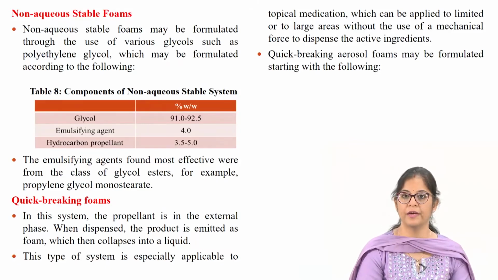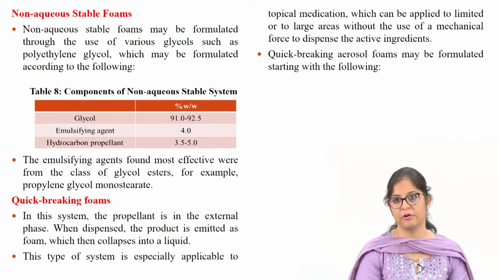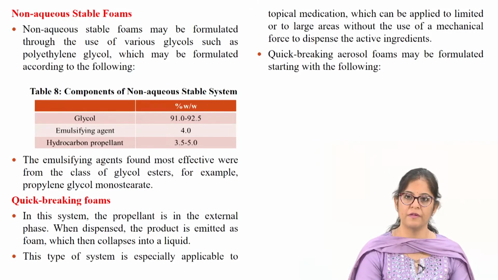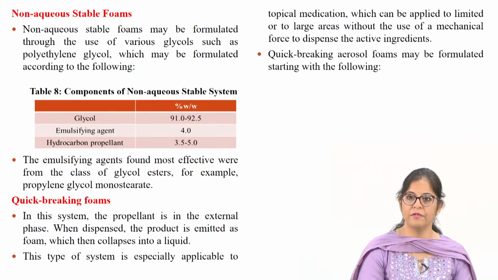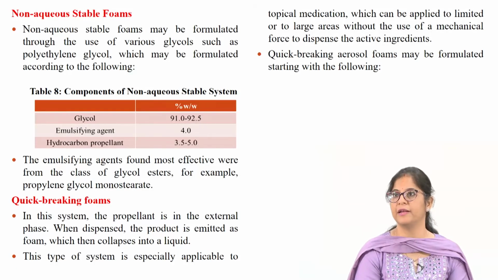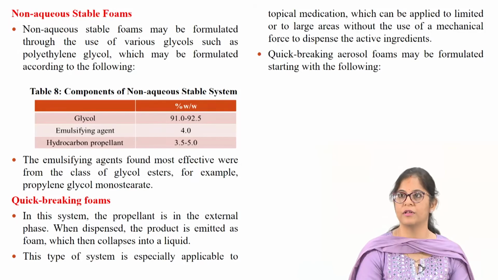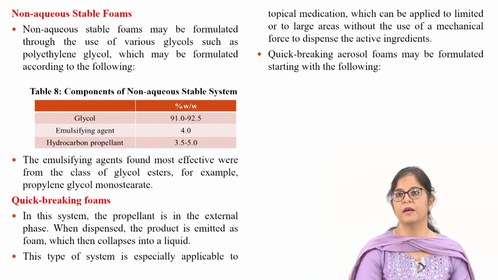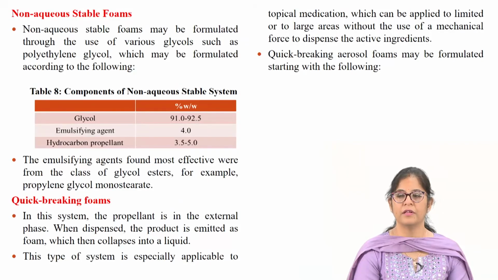Quick breaking foams. In this system, the propellant is in the external phase. When dispensed, the product is emitted as a foam, which then collapses into a liquid. This type of system is especially applicable to topical medication, which can be applied to limited or to large areas without the use of mechanical force to dispense the active ingredients. Quick breaking aerosol foams may be formulated starting with the following.